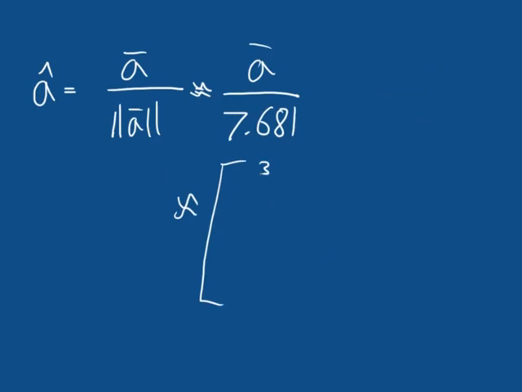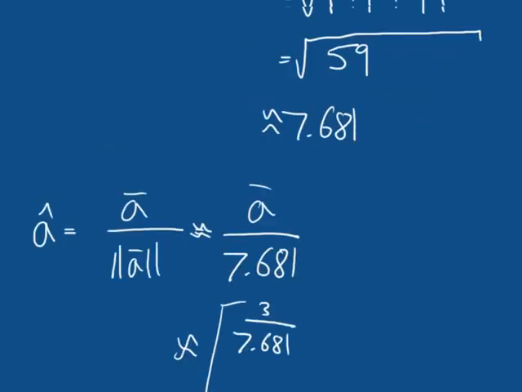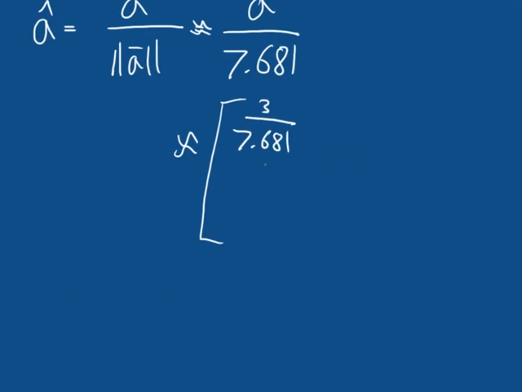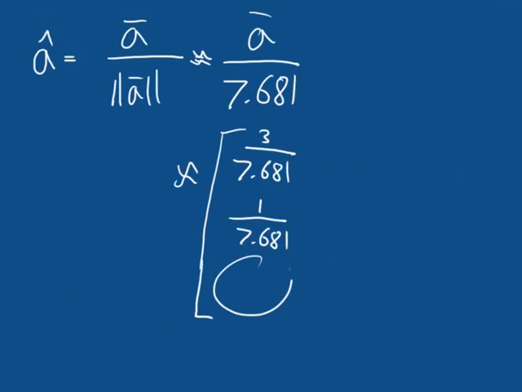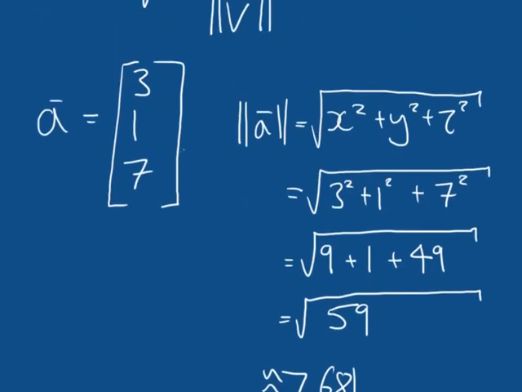Well, we need to divide 3 by 7.681, we had 1 as our y component, so we divide 1 by 7.681. I will give myself some more space here. So let's extend our vector down a little bit further. There we go. And for our z component now, just as in our 2D example where we have our components in x and y and we divide those by the length, with our z component 7 we simply divide that by the length as well.